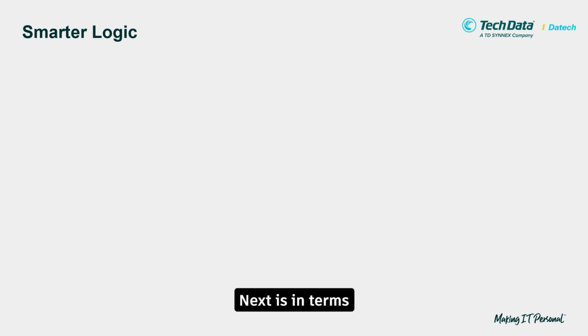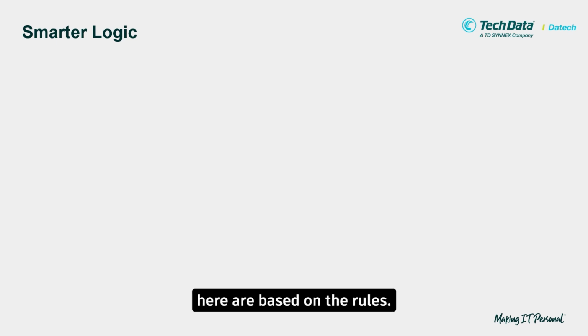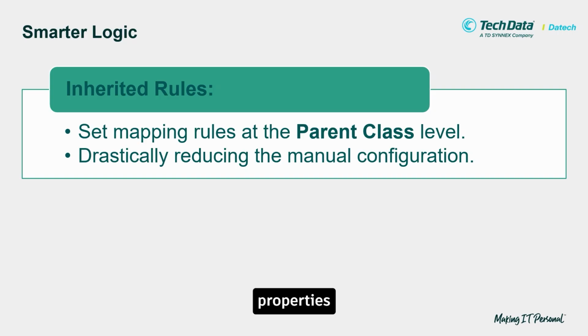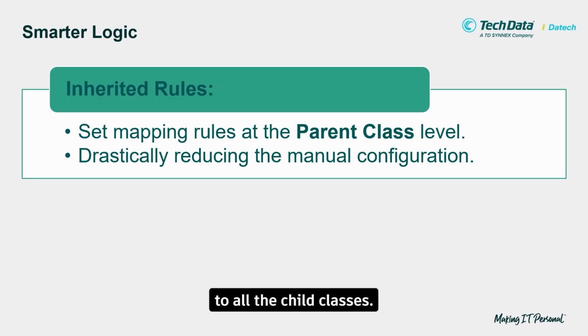Next is in terms of smart logic. The logic here is based on rules. You can set up multiple rules for the parent level properties, where these rules are automatically cascaded down to all the child classes, drastically reducing the manual configuration, step by step, that needs to be performed on each project standard.